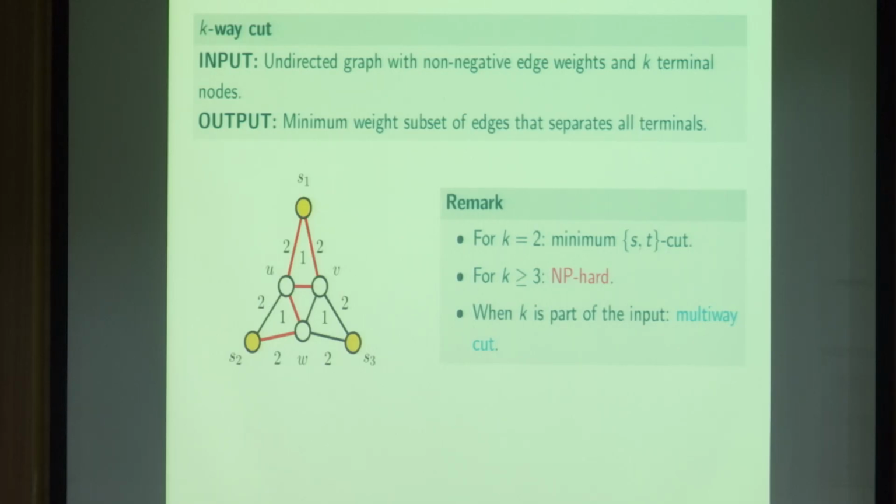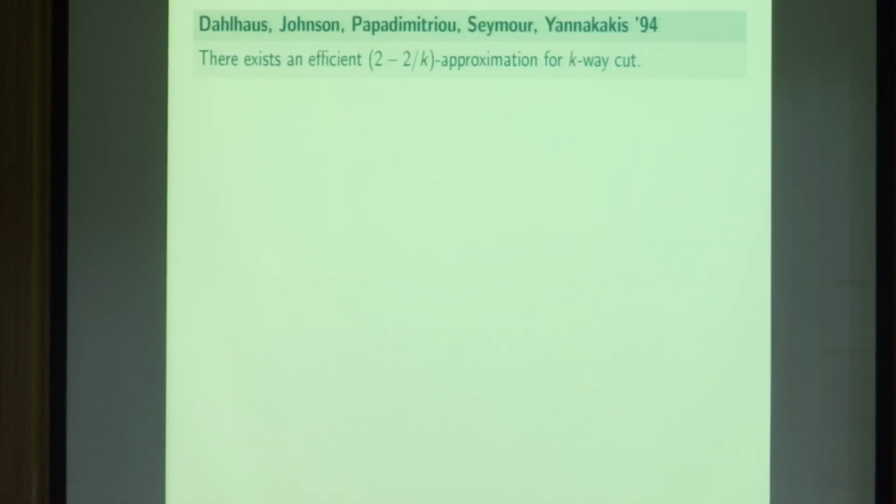However, it turns out that already for three terminals, the problem becomes very difficult. It's NP-hard. We cannot solve it up to optimality. And it's just a naming convention: when k is part of the input, then I will call the problem multi-way cut. So I'm not specifying the number of terminals. The nice thing about this problem is that there's a very simple two approximation, which is due to Dahlhaus and co-authors. And I will even show this proof for you because it's good to see that you can get such a result in a simple way.